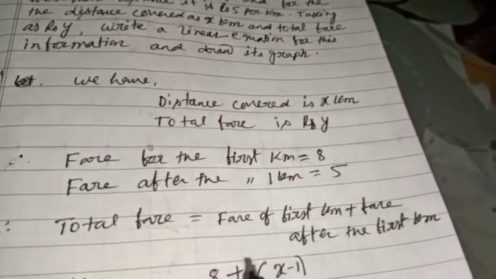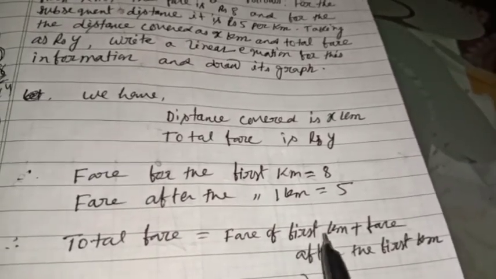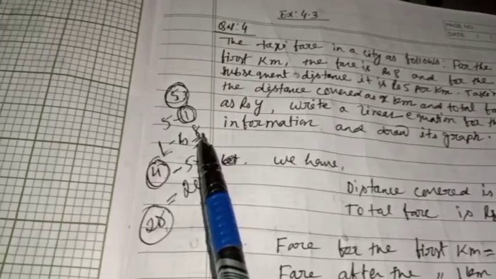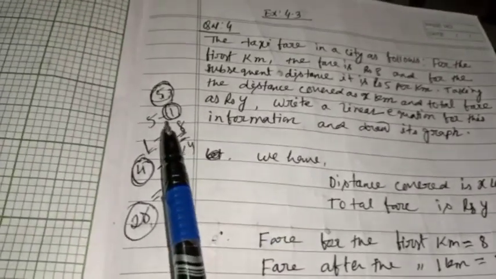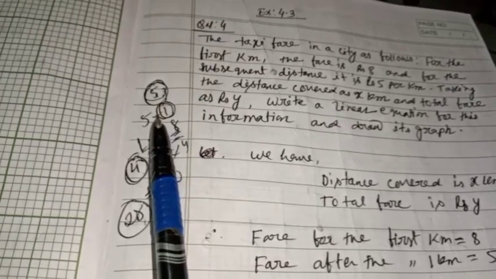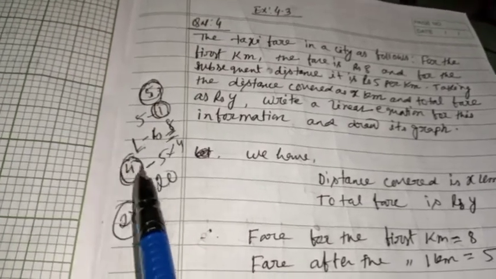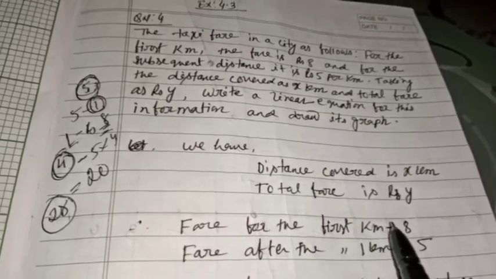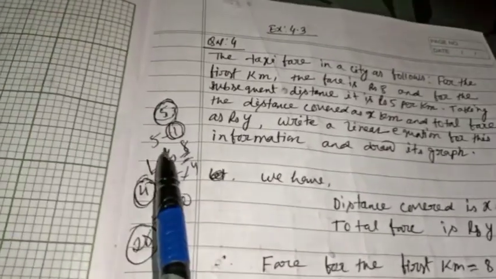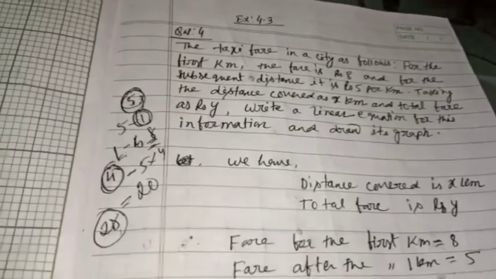Okay, now see here, the fare of the first kilometer is rupees 8. Now the fare after the first kilometer: here the total distance is 5, so we can say directly that 5 minus 1 is 4 kilometers left. But here we cannot say that. That is why you have to write: here the total distance is x, and there the total distance is 5. That is why 5 minus 1 there, and here x minus 1.